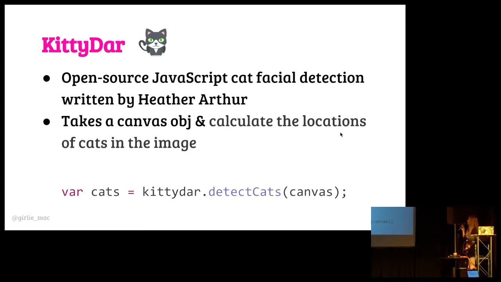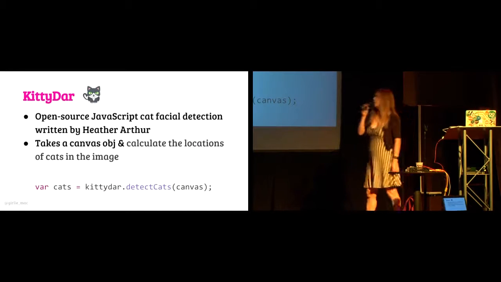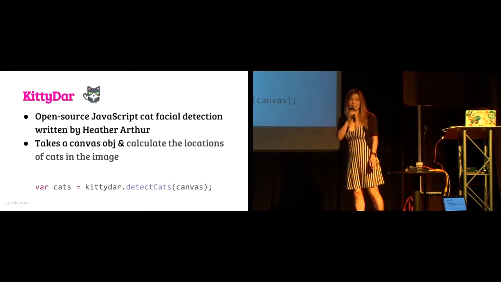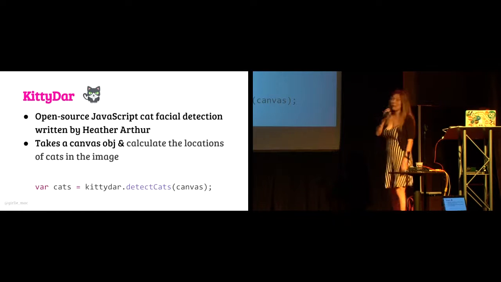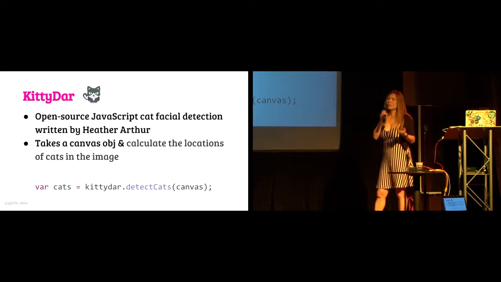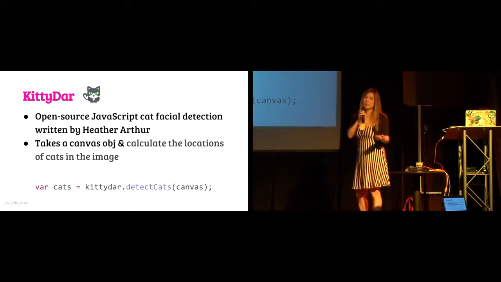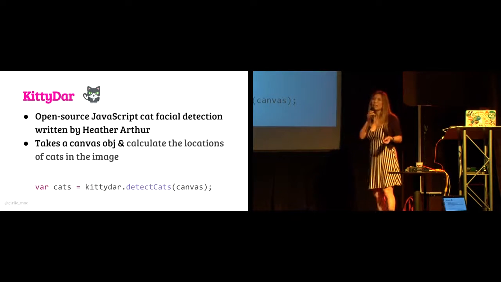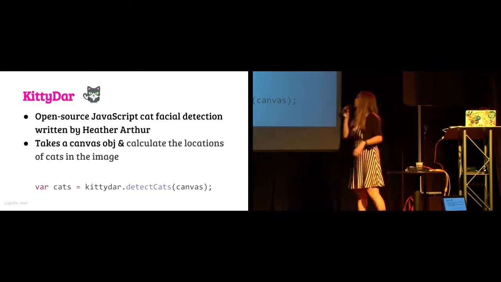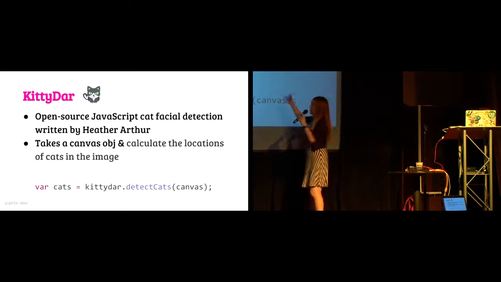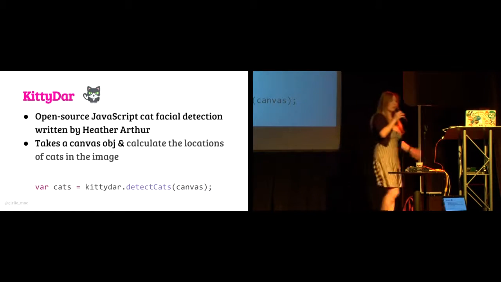For the processing, to see if a cat is present in a photo, I'm using Kittydar. That's really awesome. It's an open source JavaScript library for feline facial detection written by Heather Arthur. This takes a canvas object. The photos taken are all JPEG files, but now I have to convert them into a canvas to process them. That's why the process takes quite a amount of time. Once I give it a canvas object, it calculates the location of the cat in the image.